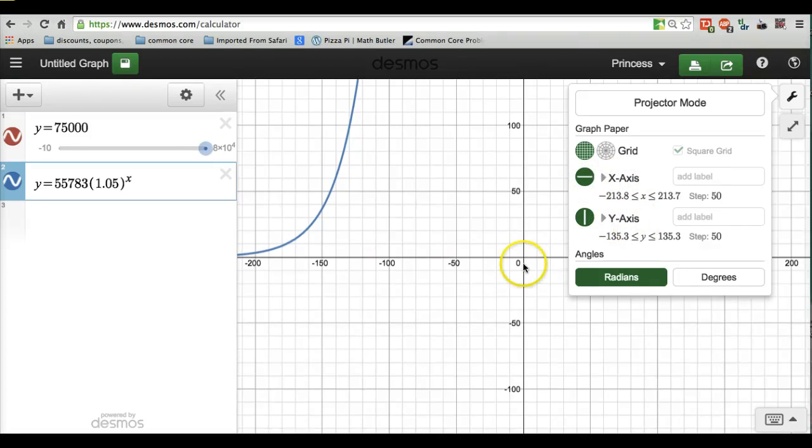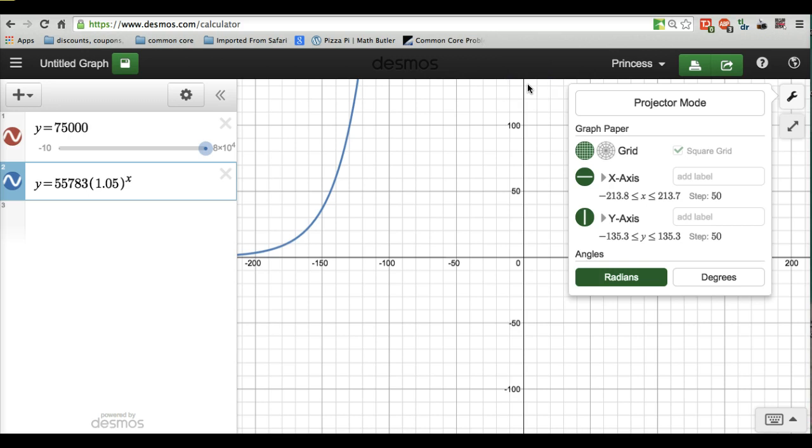That basically means you're going to tell Desmos what part of the x-axis and the y-axis you want to see. These are the range of numbers. You start with negative 213.8. That means that's the starting point right here. And the x-axis goes as far as what? 213.7. Same thing, the y-axis starts from where? Negative 135.3, down here. And it goes all the way to 135.3, and that would be that point right here.